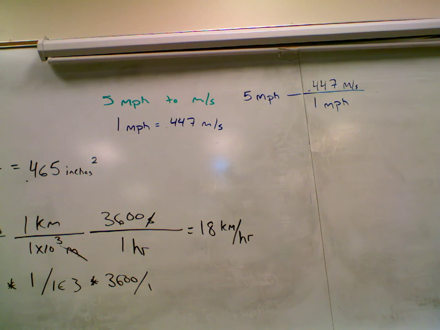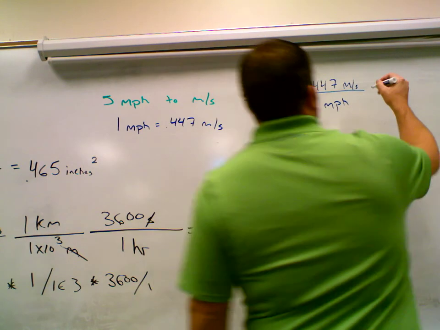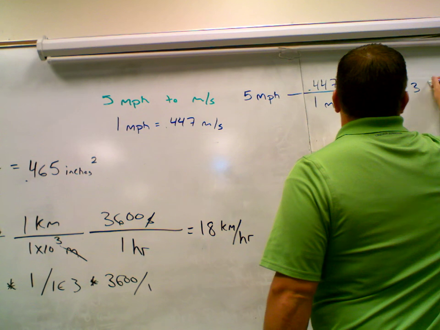So can you guys figure out how many meters per second 5 miles per hour is? Kind of excited. 5 times 0.447. Okay. So we get 2.235.